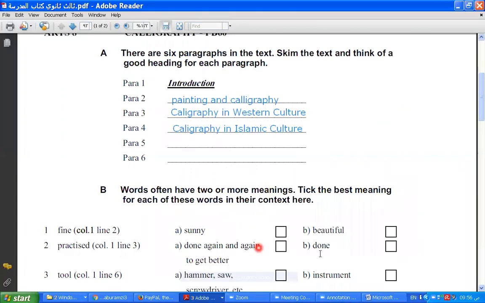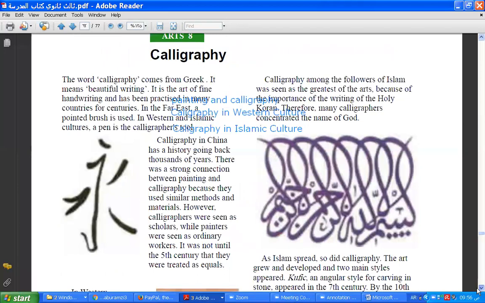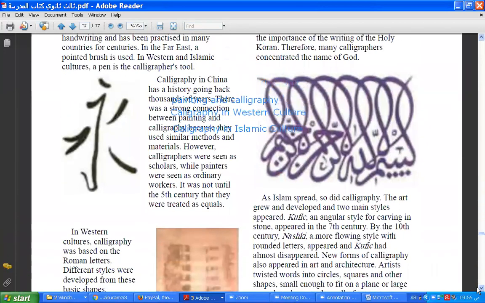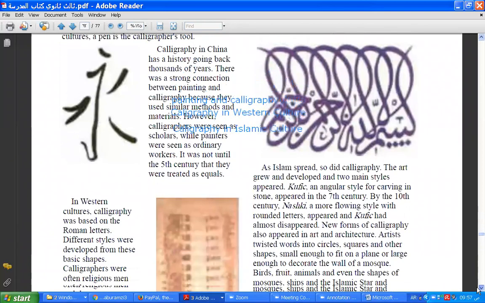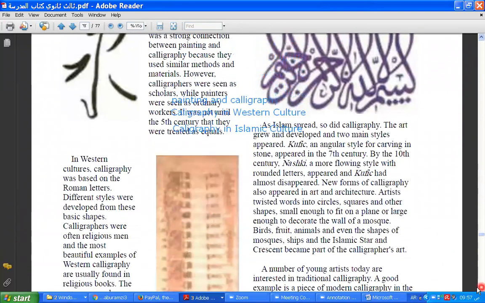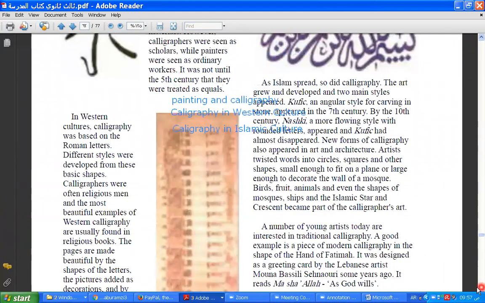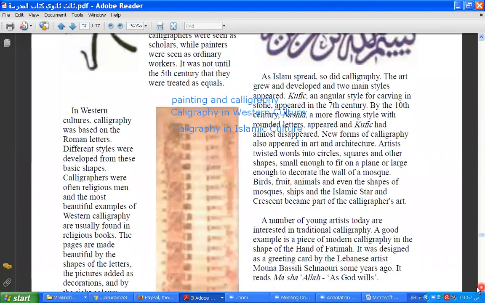Yes. About the next paragraph, I think it's the last one, or before the last one. It's also focusing on Islamic calligraphy or Islamic writing. So, Abdullah, please, you can read this to discuss it.